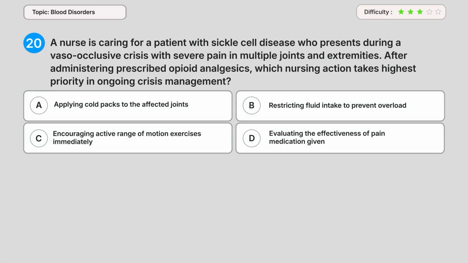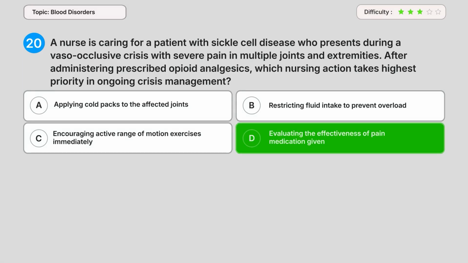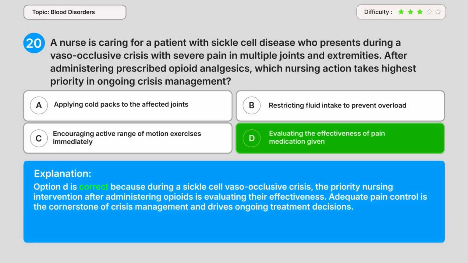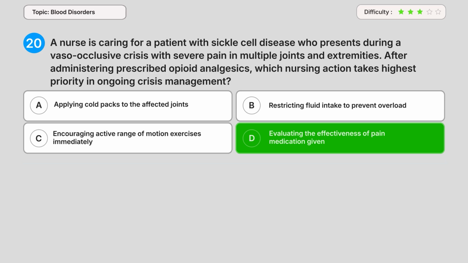Correct answer. D. Evaluating the effectiveness of pain medication given. Explanation. Option D is correct because during a sickle cell vaso-occlusive crisis, the priority nursing intervention after administering opioids is evaluating their effectiveness. Adequate pain control is the cornerstone of crisis management and drives ongoing treatment decisions.